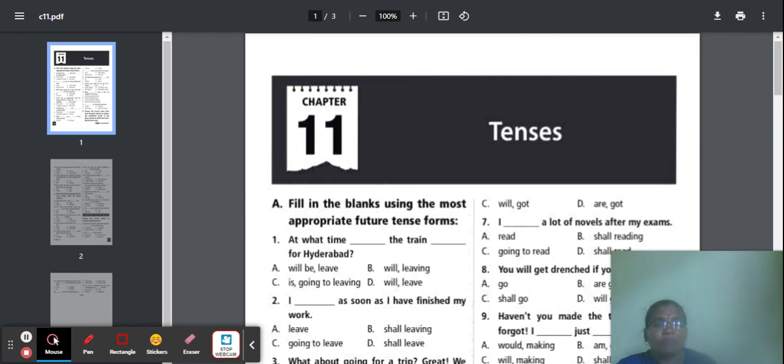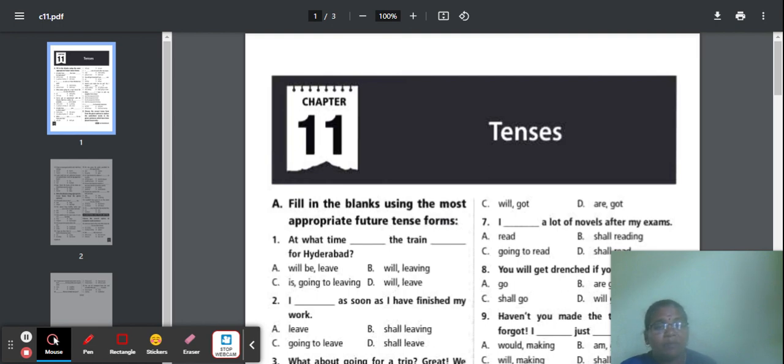Next, future perfect. In future perfect, we have to use will have driven. I will have, he will have, you will have, they will have driven a car. So what is the keyword for this? By Monday, by tomorrow, by the time tomorrow. Like that we should check the keywords. It will be like that only.